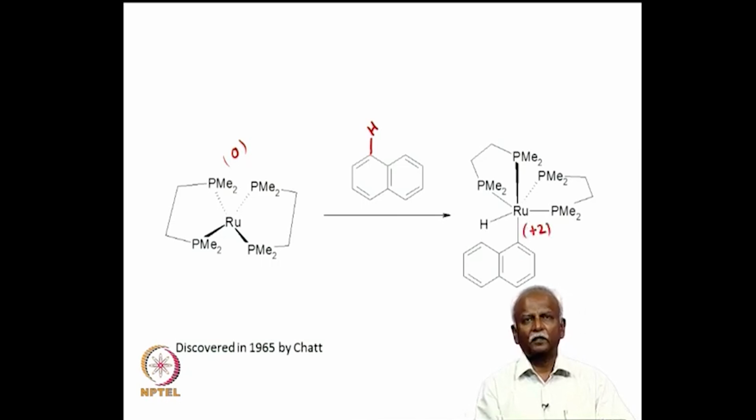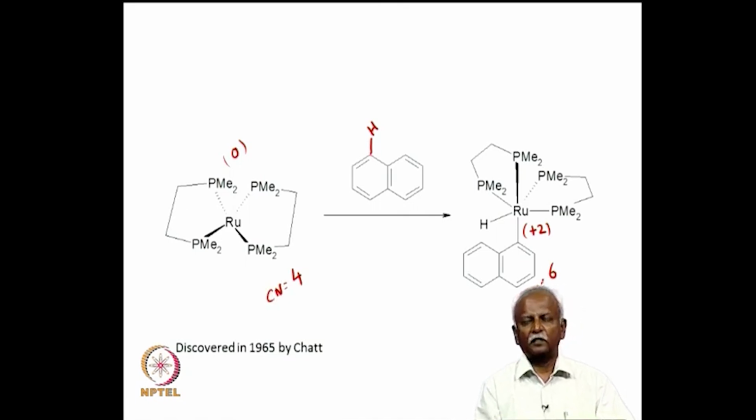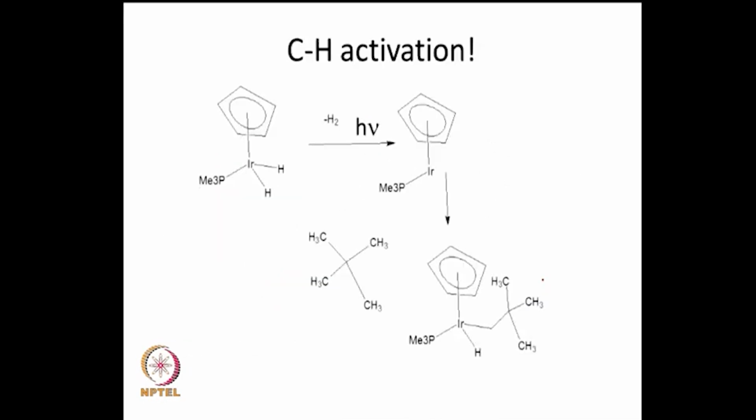But notice once again, in the final compound, the coordination number has changed from 4 to 6, and the oxidation state has increased by 2 units, and 2 nonpolar groups have been added to the ruthenium. In this particular case, hydrogen and a naphthyl group. Now, exactly how the ruthenium is able to carry out this type of addition reaction is in fact the key feature which separates transition metal chemistry from main group chemistry.